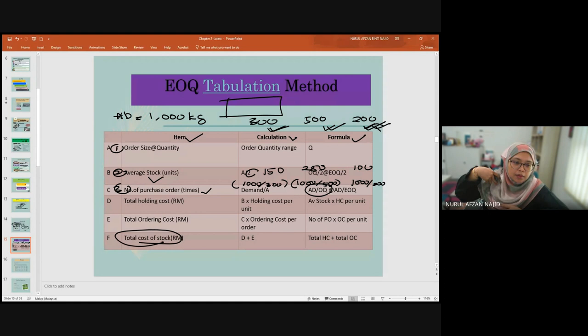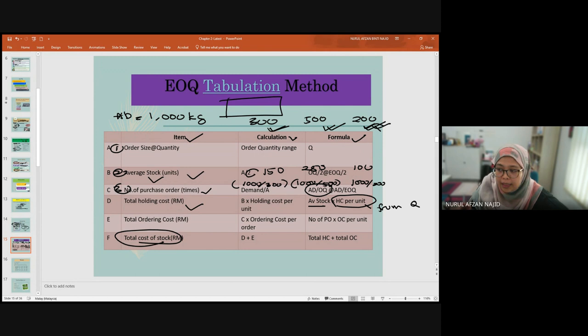Alright, then kita ada total holding cost. So, how to calculate the total holding cost? Average stock darabkan dengan holding cost per unit. Mana nak dapat holding cost per unit ni? Daripada soalan. From question. Soalan diberi. Holding cost satu unit RM2 for example. So average stock 100. 100 darab 2 dapat RM200. Ha, itu total holding cost. Average darabkan dengan holding cost per unit.